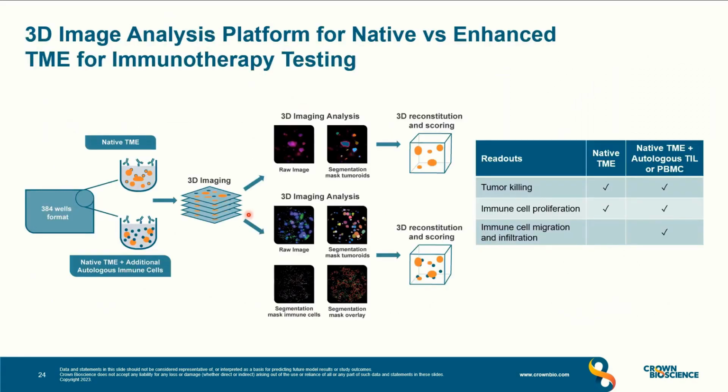In addition to using native TME of a sample that might or might not contain infiltrating immune cells, we can add autologous PBMCs or other immune cells isolated from the blood of the same patient. We call this assay enhanced TME as it provides additional measurements such as immune cell migration and infiltration. These are possible because the PBMCs are pre-stained with a cell tracker before being added into the assay, and therefore their spatial organization can be measured.